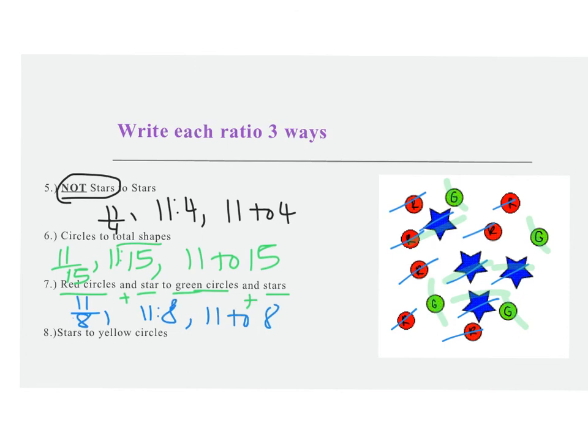All right, and then our last one, stars to yellow circles. How many stars did we have? Remember, we have 1, 2, 3, 4 stars to yellow circles. We don't have yellow circles, so that's going to be 0. So 4 over 0, 4 to 0, and then 4 colon 0. Again, that's how many stars to yellow circles.